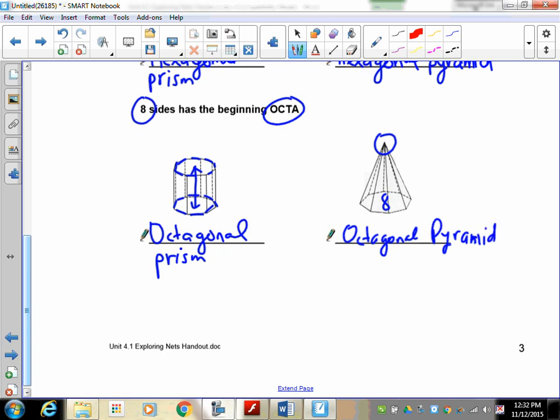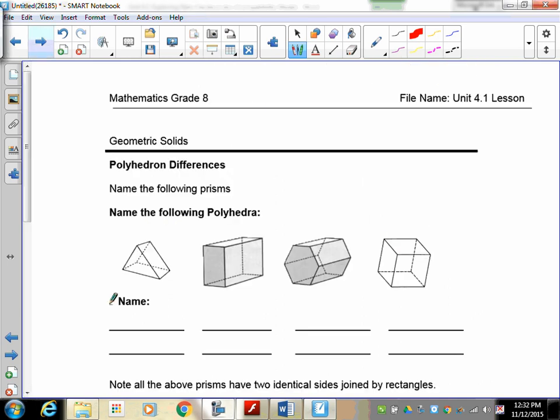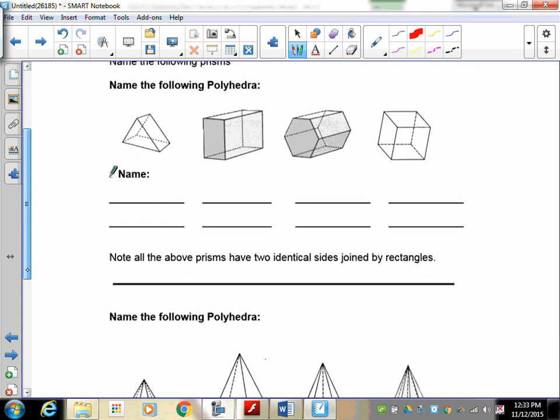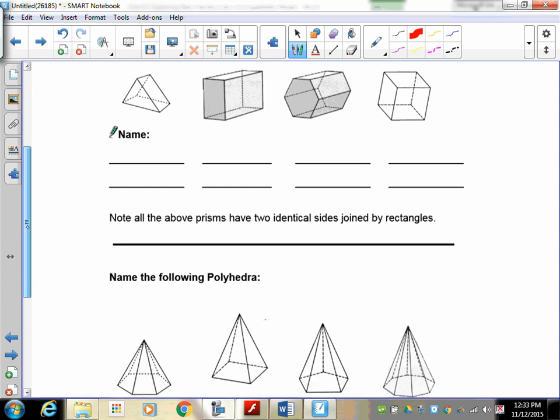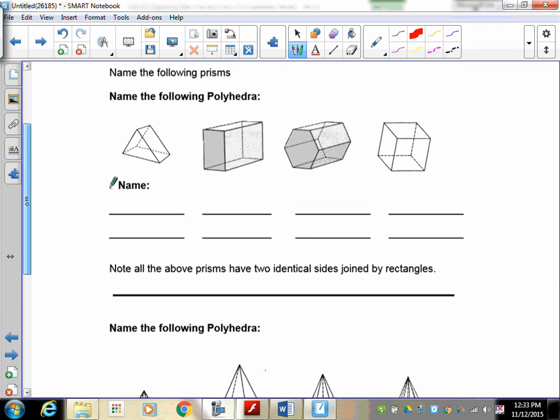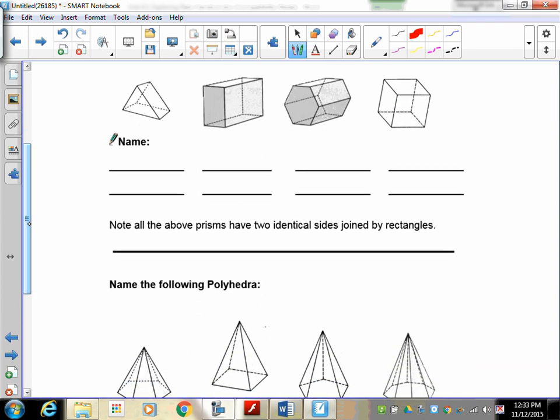All right, so that takes care of our naming. I will be testing you on it. So let's just see how you can do. Here are basically the eight figures that you have to know, the prisms and the pyramids. Don't turn back. I want you to see if you can name them all. So, have a try.